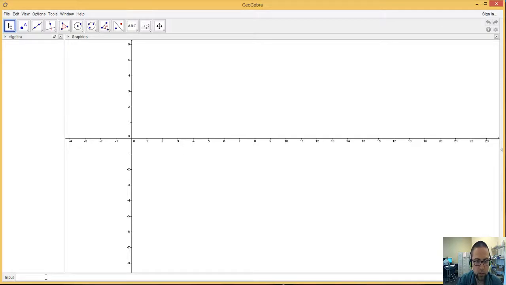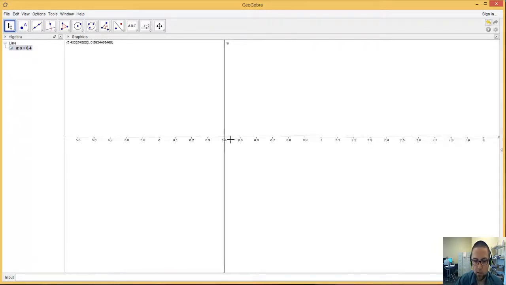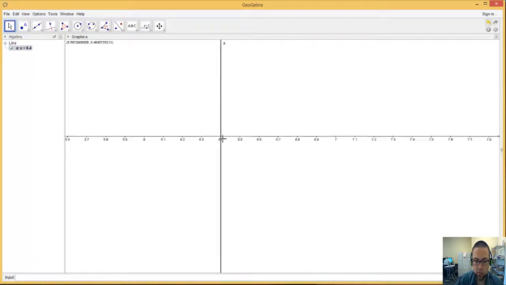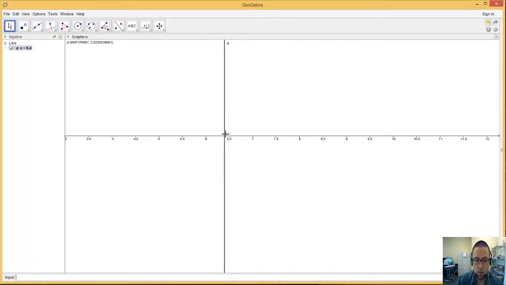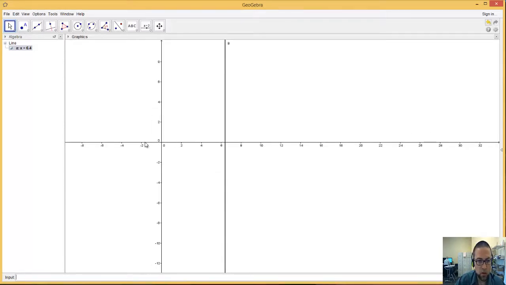What if I put into GeoGebra the problem I had before, which was 5x equals 32? You'd see that the x value would have to be 6.4, and you see here that it graphs it at an x value of 6.4 as I zoom in. Okay, so let's zoom out. Now, that was 5x equals 32.